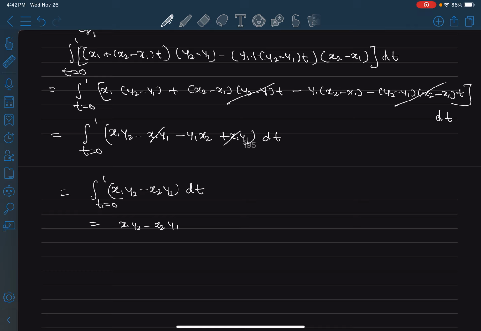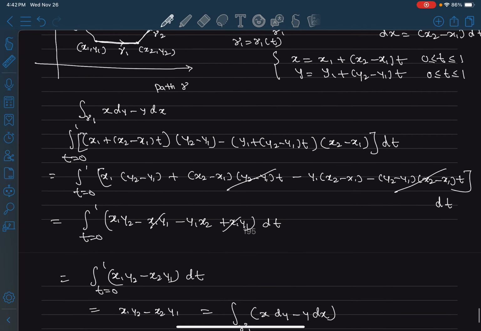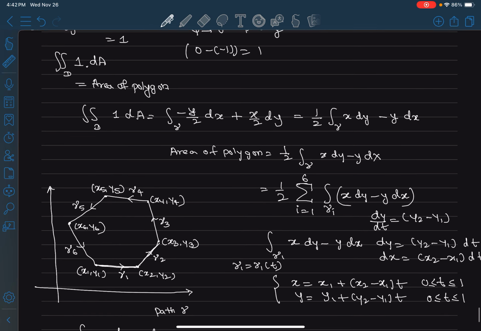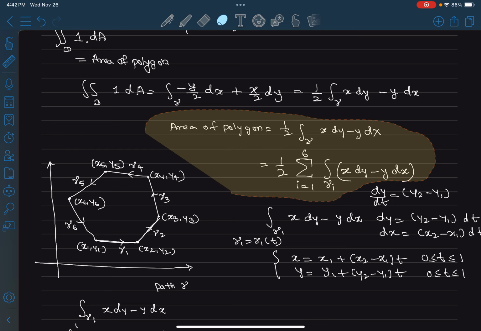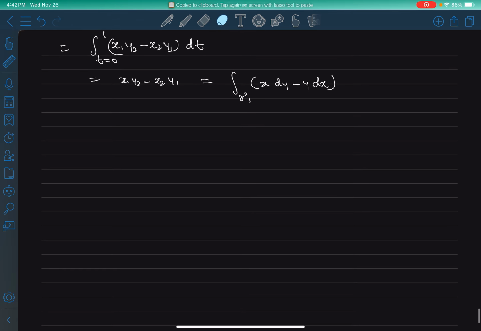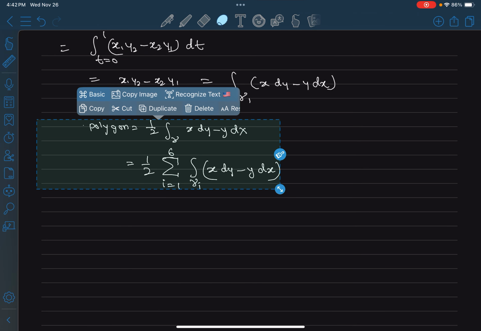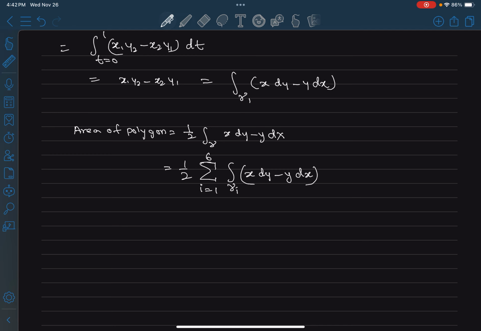So this was over the path gamma 1 of x dy minus y dx, if I'm not wrong. But we know that the area of the polygon was actually this thing. So I just found the integral over the path gamma 1, but it's the same for all the paths. So over all the paths we will have the same thing, and this will be our result.